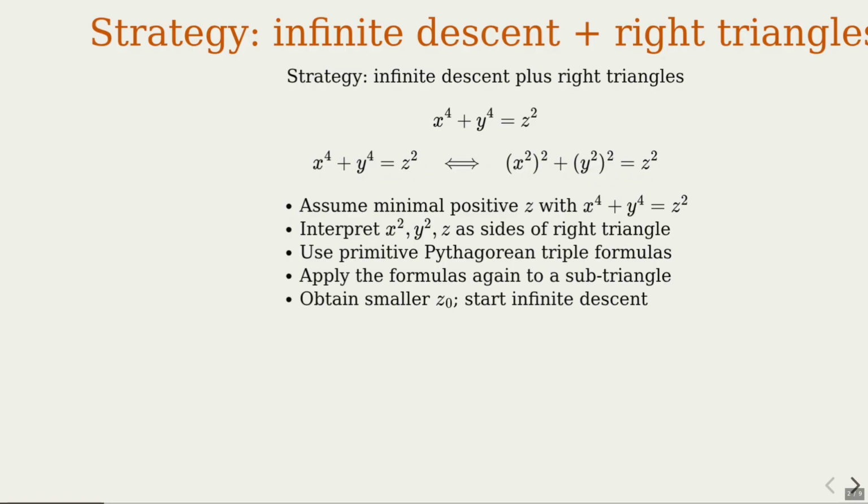The other big idea is called infinite descent. We will assume there is a solution with the smallest possible positive z. Then we will use Pythagorean triples twice to manufacture a second solution with a strictly smaller z. That cannot go on forever, so the original assumption must have been wrong.